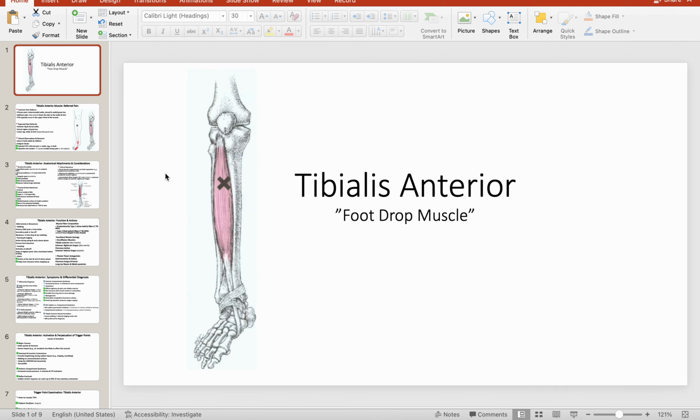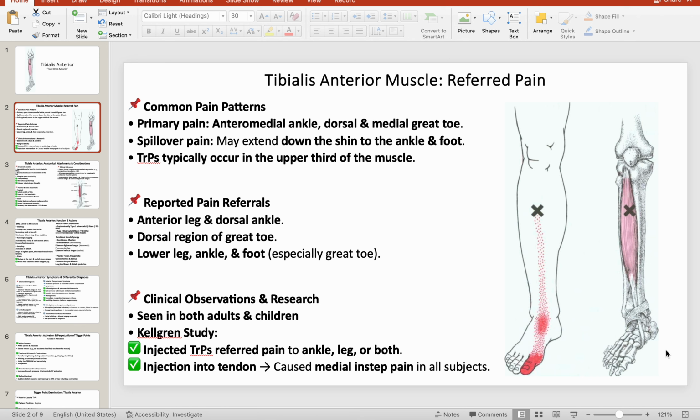Perfect. Let's start off. The tibialis anterior muscle starts right up here at the tibial tuberosity area, and then it comes right down, all the way down and attaches into here. The common pain pattern for the tibialis anterior muscle is the anterior medial ankle area, dorsal and medial great toe. These are some of the big signs that the tibialis anterior muscle might be an issue.